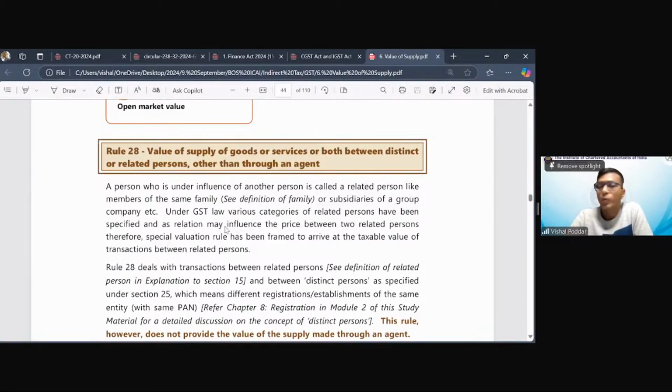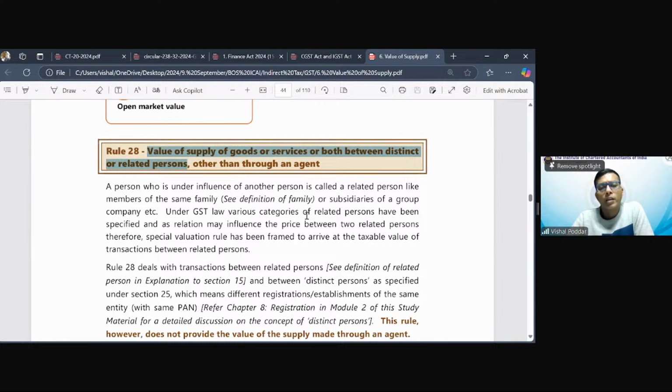Now we come to rule 28. As you can see from the heading, rule 28 specifically deals with schedule 1, and it deals with schedule 1 entry 2. What was schedule 1 entry 2? Schedule 1 entry 2 was where the supply is made between distinct persons or between related persons. That is what Rule 28 is.